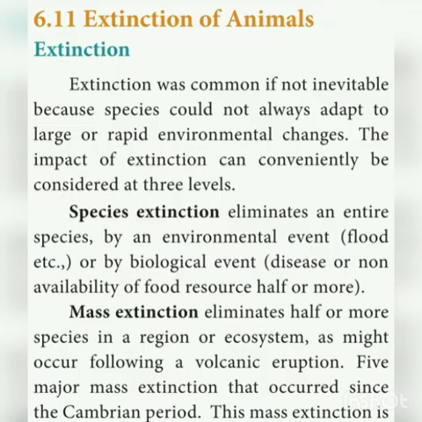Last part of this lesson is the extinction of animals. What is meant by extinction? Extinction was common if not inevitable, because species could not always adapt to large or rapid environmental changes. So the impact of extinction can conveniently be considered at 3 levels.